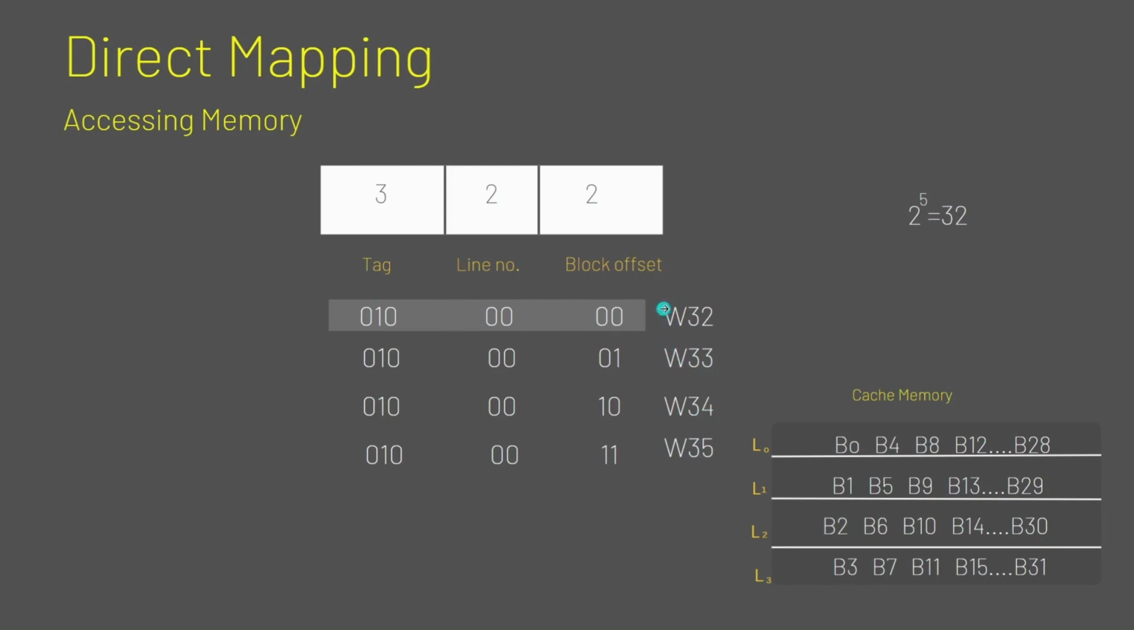Now, we have seen this earlier that the block number 8 contained this word. Word number 32, word number 33, word number 34, and word number 35 was in block number 8. And which line has block number 8? It was the line 0, as we have said earlier. With this, we conclude direct mapping.